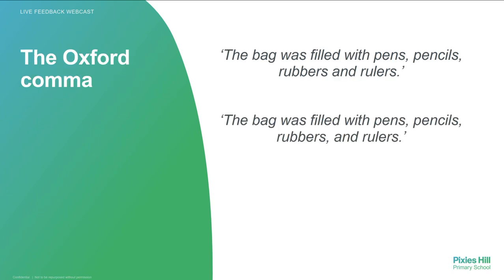Now let's take a quick look at commas before conjunctions in lists, which is often referred to as an Oxford comma. When we list several items, we use the word and or before the final one. In primary writing, we don't normally put a comma before that last and. However, you might see a comma used before the final and in some books, and this is called the Oxford comma. It's optional and depends on the style of writing. For example, the bag was filled with pens, pencils, rubbers and rulers. Here, the final items are separated clearly, even without the additional comma.